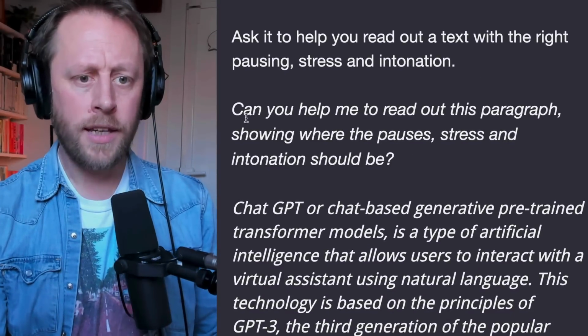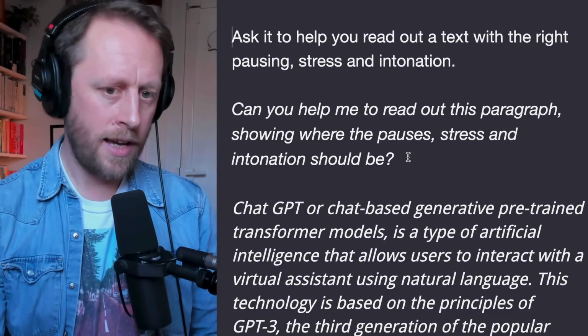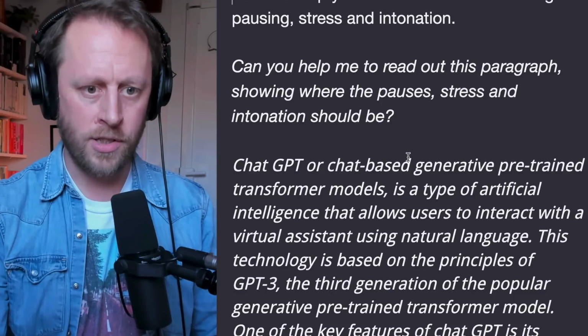And it's quite a good exercise for converting written English into spoken English, and to consider the importance of pausing and where we emphasize, how we punctuate sentences with our voice, basically. So, can you help me read out this paragraph showing where the pauses, stress and intonation should be? This is what I asked it to do.